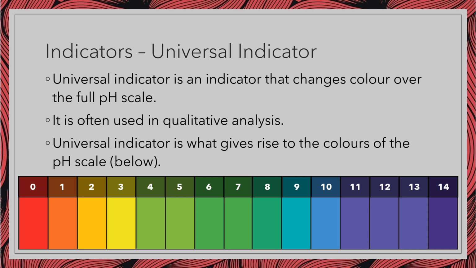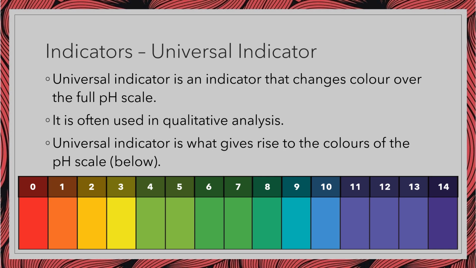Now, the way it does that, it's not a single compound. It is a mixture of a whole bunch of different indicators that change color depending on the pH. Okay, we can't really use it in quantitative analysis, but we can use it for qualitative analysis. We can say that it's a 6, 7-ish, so it's close to neutral, or it's looking a bit basic or a bit acidic. And as I said before, that universal indicator is what gives us the color of that scale that I've got down there.